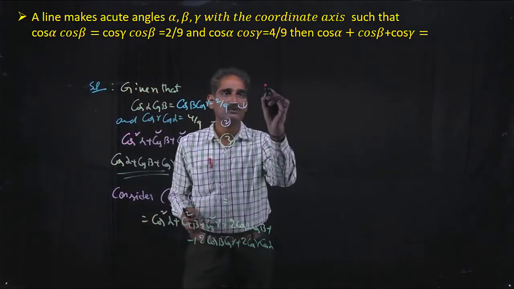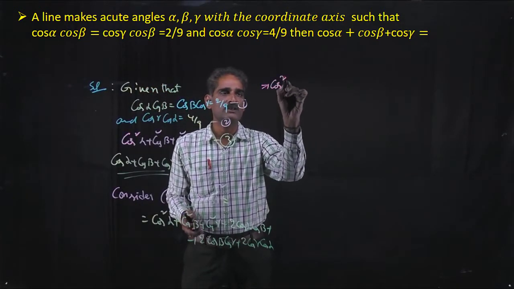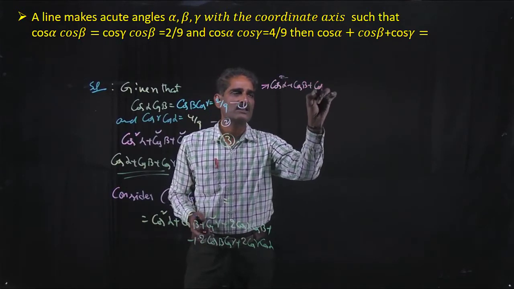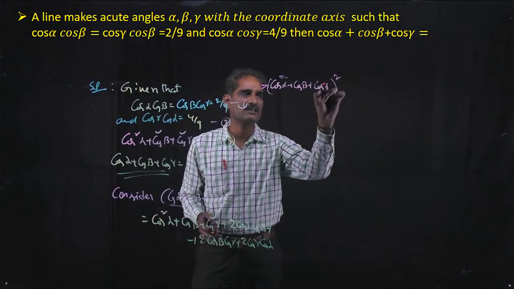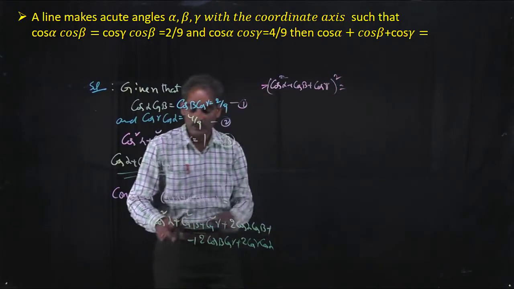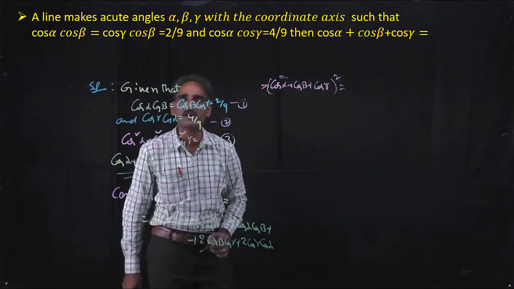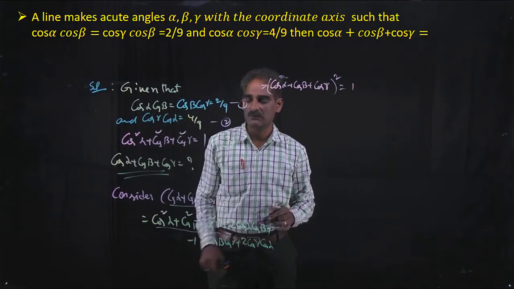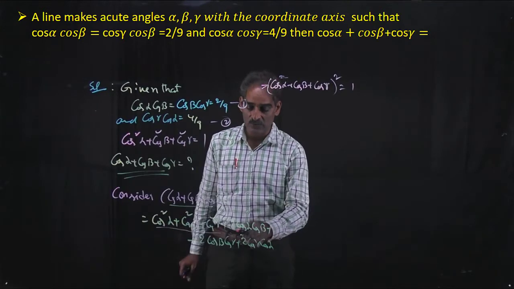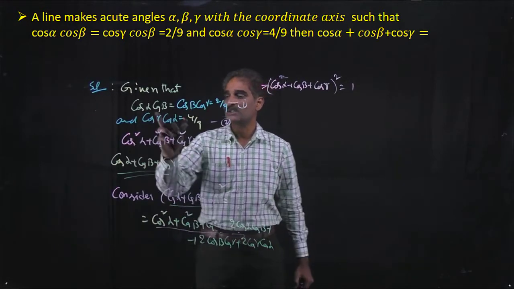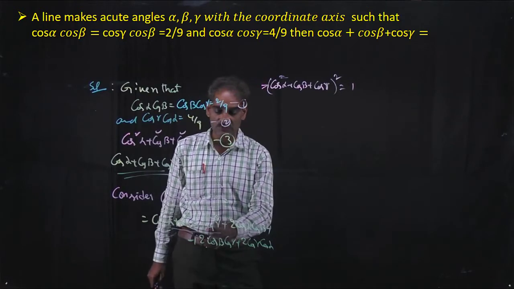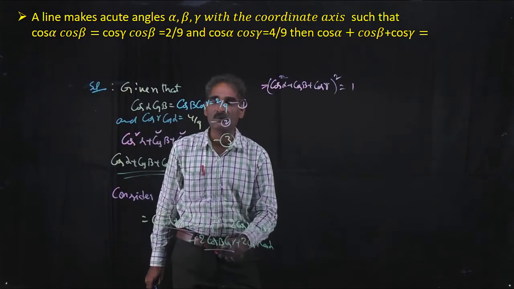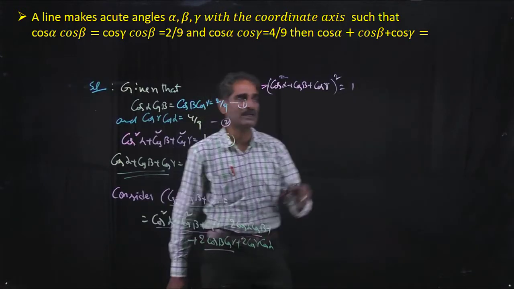So now the expression value is (cos alpha plus cos beta plus cos gamma) whole square. You know that the sum of the squares of the cosines is 1 with respect to condition 3. From 3 the value of this is 1. I wrote down the values of these three: cos alpha cos beta, cos beta cos gamma, cos gamma cos alpha. The expression values are 2 by 9.